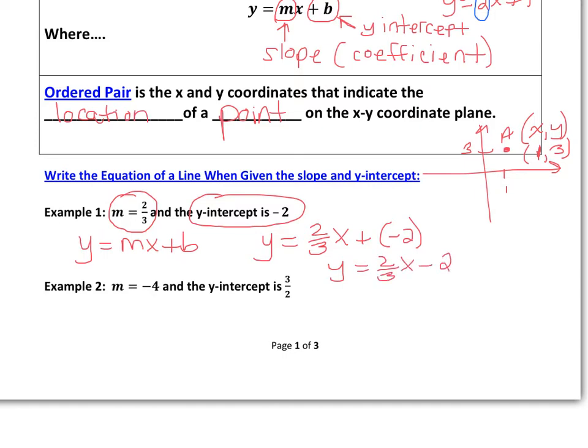As you know, adding a -2 is the same thing as subtracting 2. All right, next example. Example 2, we have a slope here of -4 and a y-intercept is 3/2.